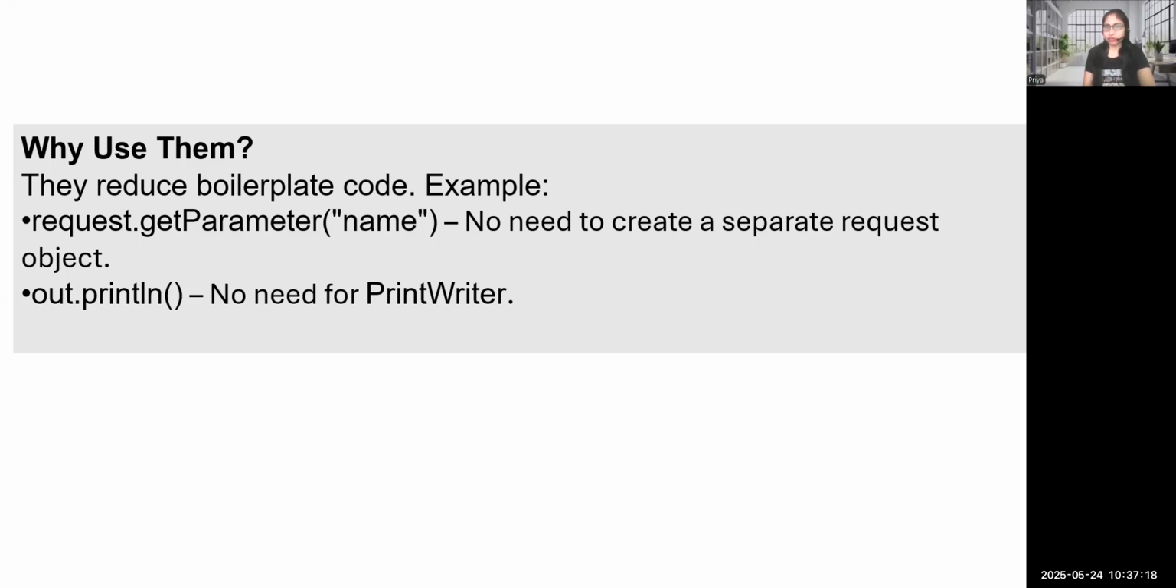Have you watched the previous servlet tutorials? There, to display a message to the browser, we define a PrintWriter class. But in JSP, we don't need to write a PrintWriter. We just use out directly. They reduce the boilerplate code. So that's why we use implicit objects. These are the nine main implicit objects.